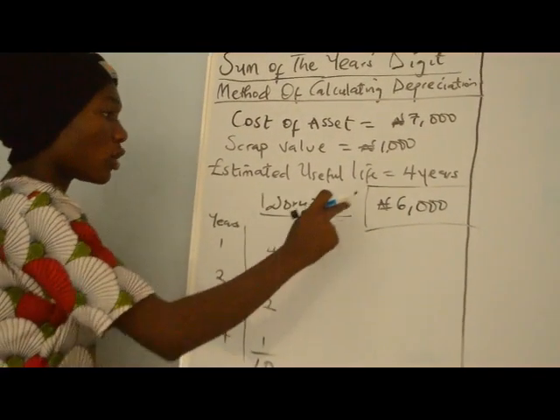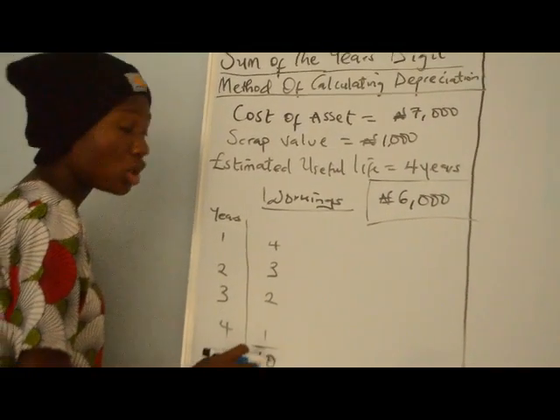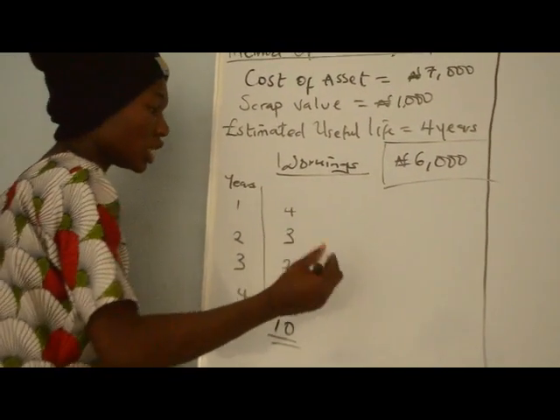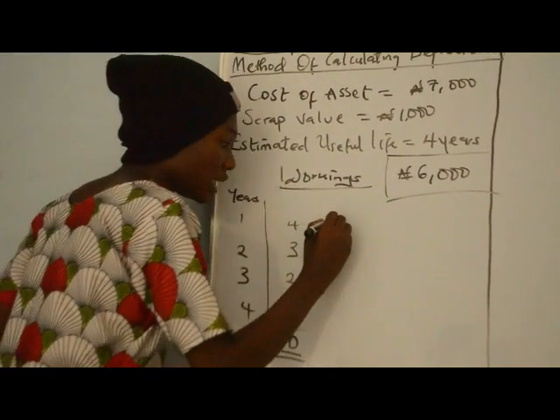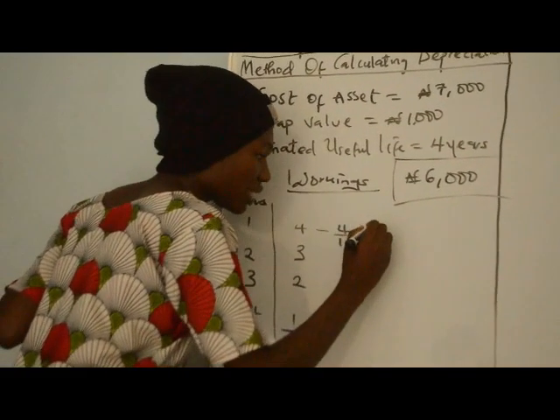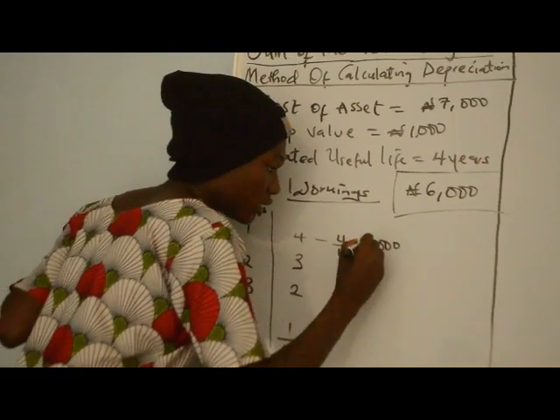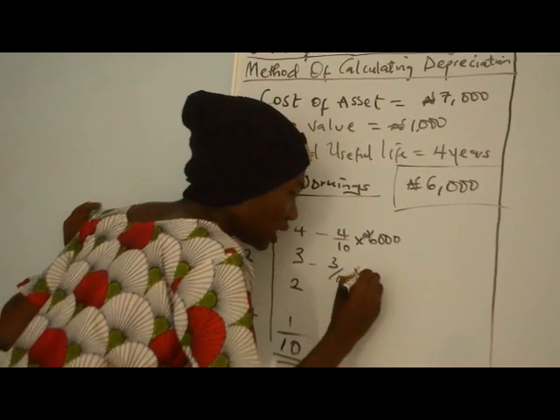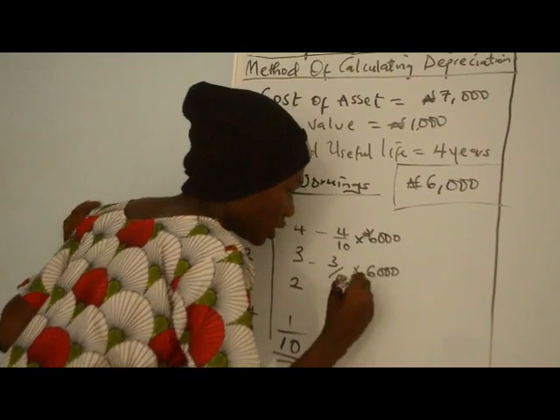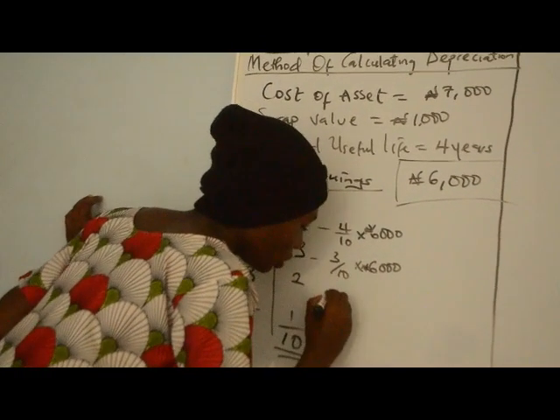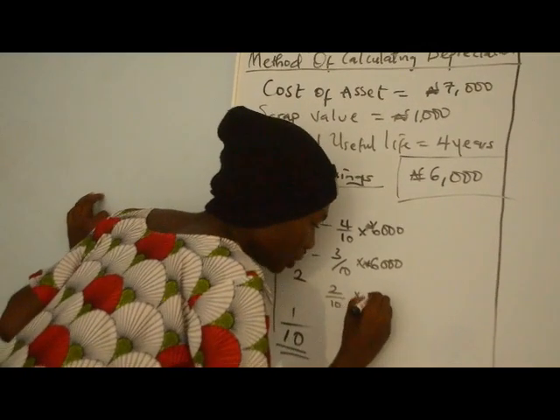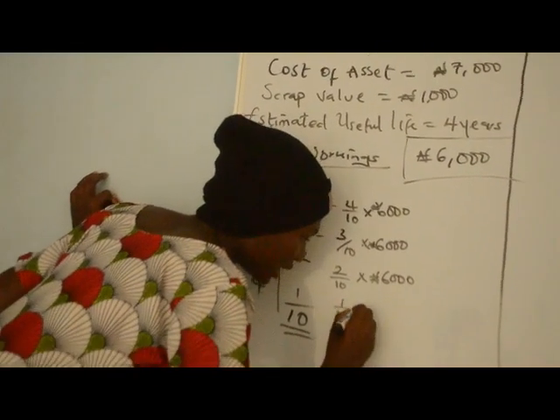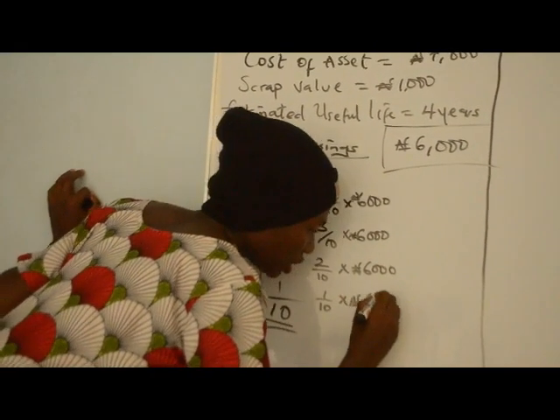We'll be multiplying 4 over 10, okay, which is the sum. We multiply 4 over 10 by this. For this next year, 3 over 10 by this. Okay, so our workings will be 4 over 10 for the first year. 4 over 10 times our depreciable income, which is 6,000 naira. For the next year, it will be 3 over 10, which is the sum, times our depreciable income. Okay, for the third year, it will be 2 over 10 times our depreciable income. And for the last year, it will be 1 over 10 times our depreciable income.